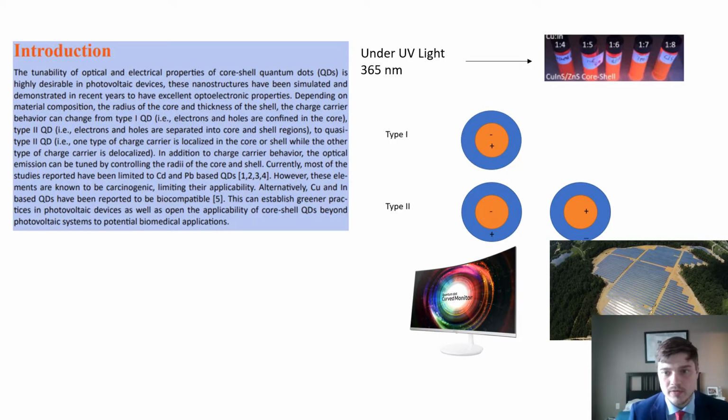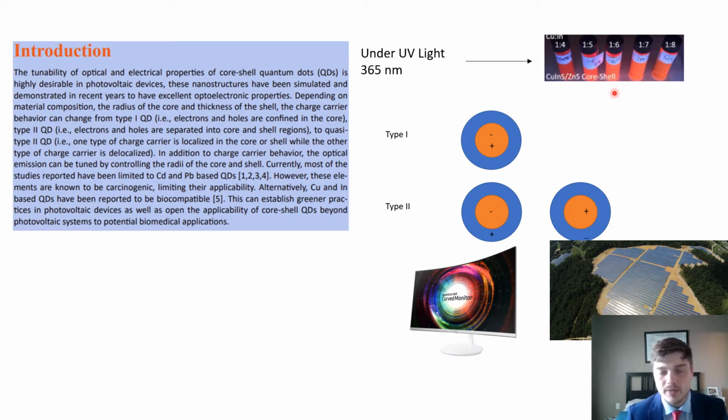So first, I want to define what is a quantum dot and what can you use it for. A quantum dot can essentially take UV light or high energy light and convert it into a lower energy light. I give an example of that here with our quantum dots, where we're exciting them under 365 nanometers, and they're emitting in the red around 650 nanometers.